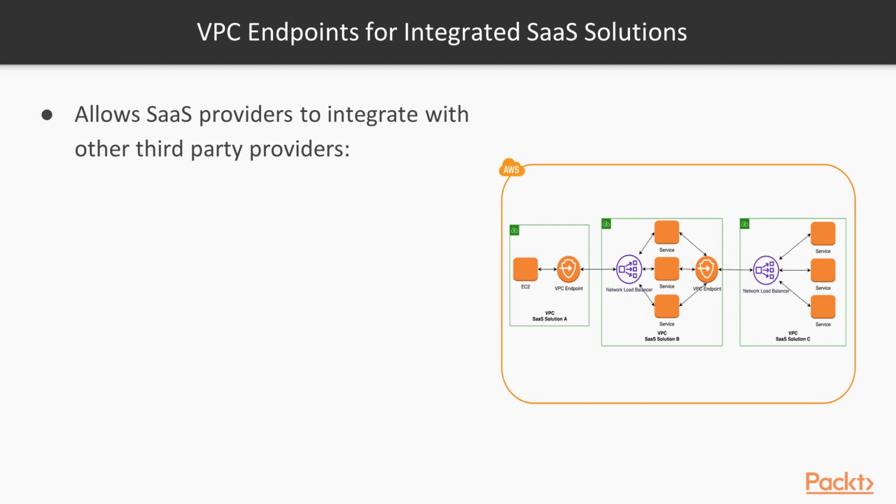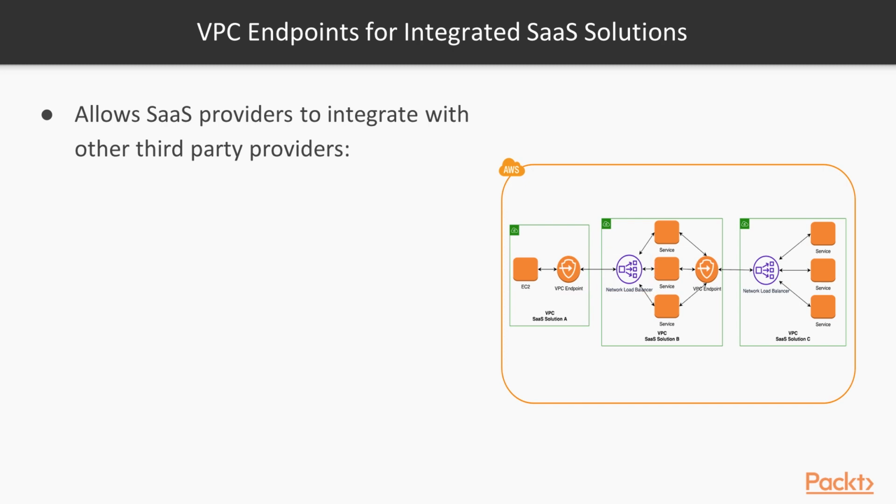You can also use VPC endpoints to integrate a SaaS solution. Say you are a SaaS provider, not a consumer, and you want to build your SaaS service so that it has multiple pieces, some of which might be partner SaaS solutions or open source SaaS solutions. So you can use a VPC endpoint to integrate with other third-party providers. Say you are SaaS solution A, and you have your SaaS product, and you want to incorporate SaaS solution B. You can do that through a VPC endpoint using your network load balancer.